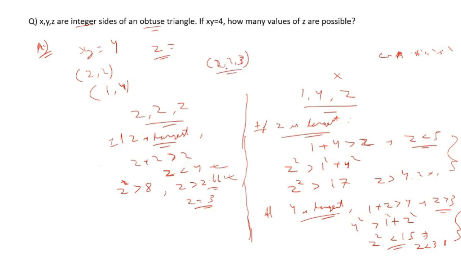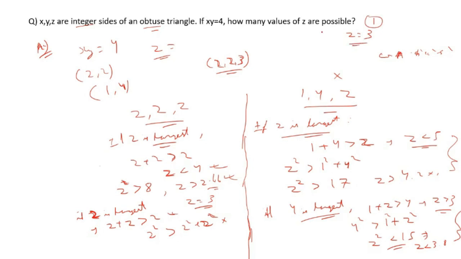Are there any other values possible? Let's see. In this case, if z is largest, we get this value. If 2 is largest, then 2 plus z will always be greater than 2, so this gets automatically fulfilled. And 2 square greater than 2 square plus z square will never be fulfilled, obviously, right? So even this case will not work. So only one case will work, where z is largest, and 2, 2 and 3 will be the sides. So how many values are possible? There's only one value possible, which is z equal to 3.